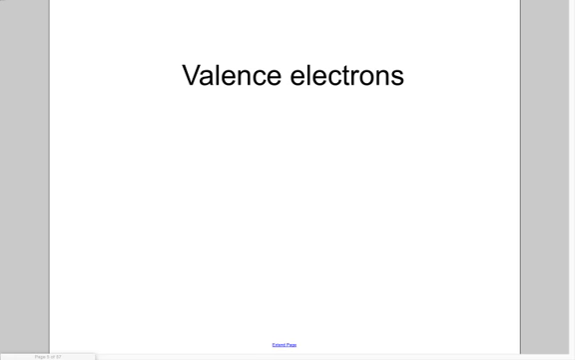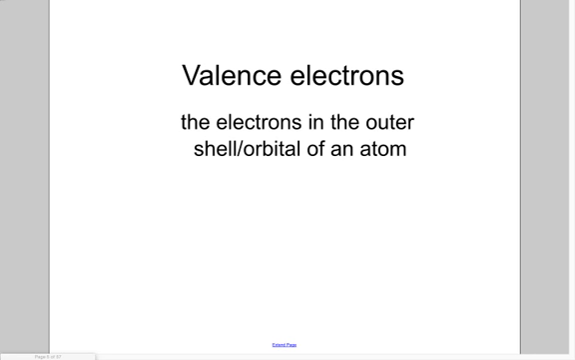Valence electrons are those electrons that are found in the outermost shell or orbital of an atom, and this is where the chemistry occurs. These are the electrons that are gained or lost or shared between atoms.